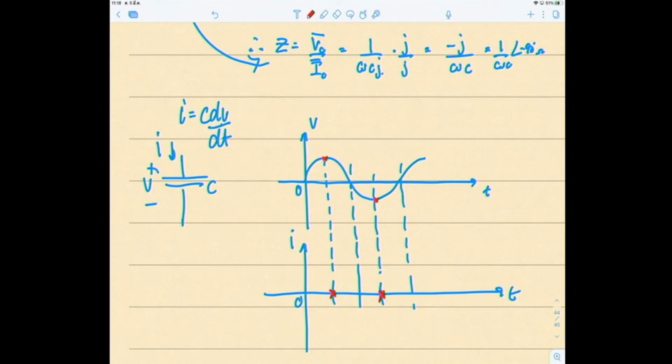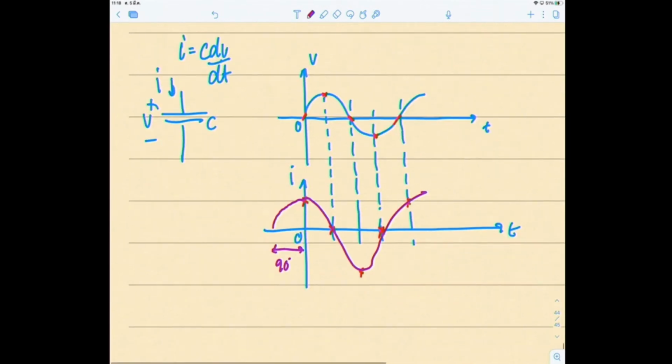The slope of voltage, dv/dt, is maximum at this point: 0, negative maximum, and positive maximum. So maximum, negative maximum, and maximum again. Therefore you get a cross shape for the current. That means there's a phase shift by 90 degrees again.